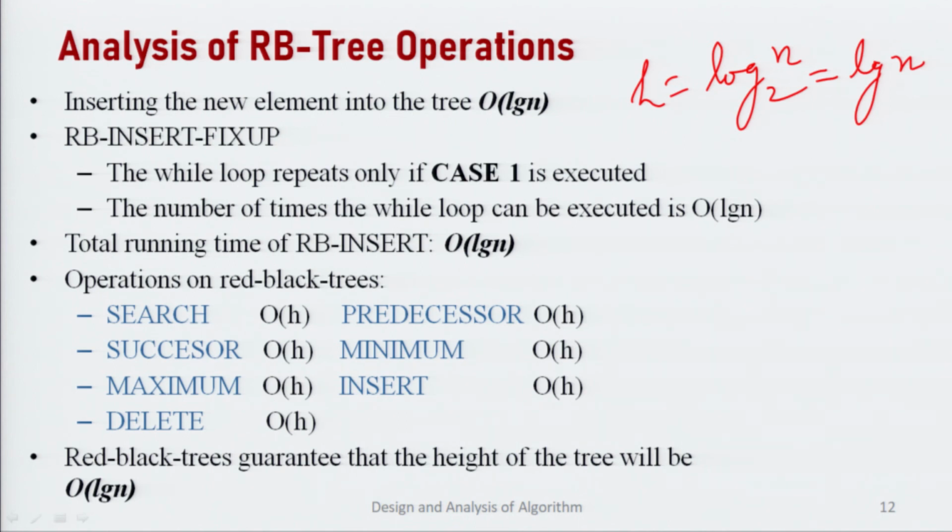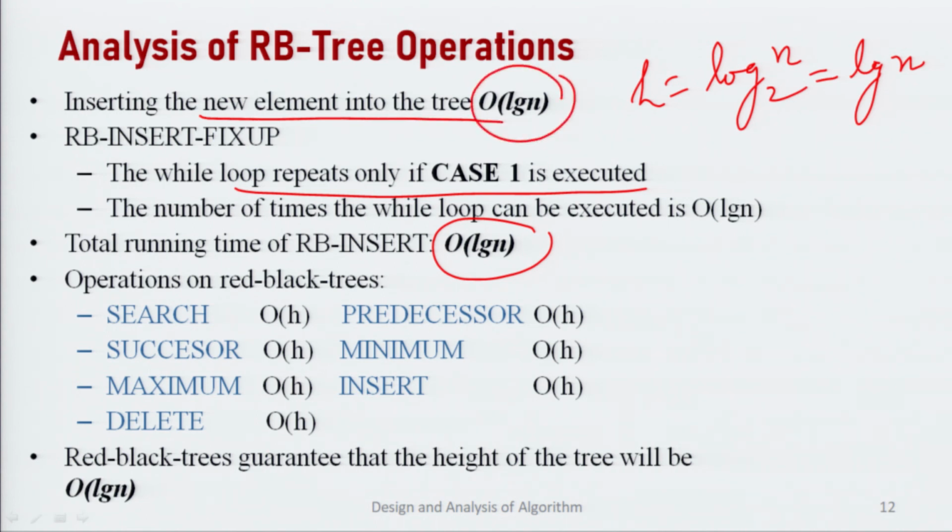Now, just see, the while loop repeats only if case 1 is executed. So, what will happen? Maximum, how much time will it be repeated? It will be repeated at most big O of lg n times, following a particular path. We also know that inserting a new node in a binary search tree takes big O of lg n time, and this while loop is repeated big O of lg n times. So, if we multiply these two, we basically get 2 times lg n. If we ignore the constant terms, the complexity comes to big O of lg n.